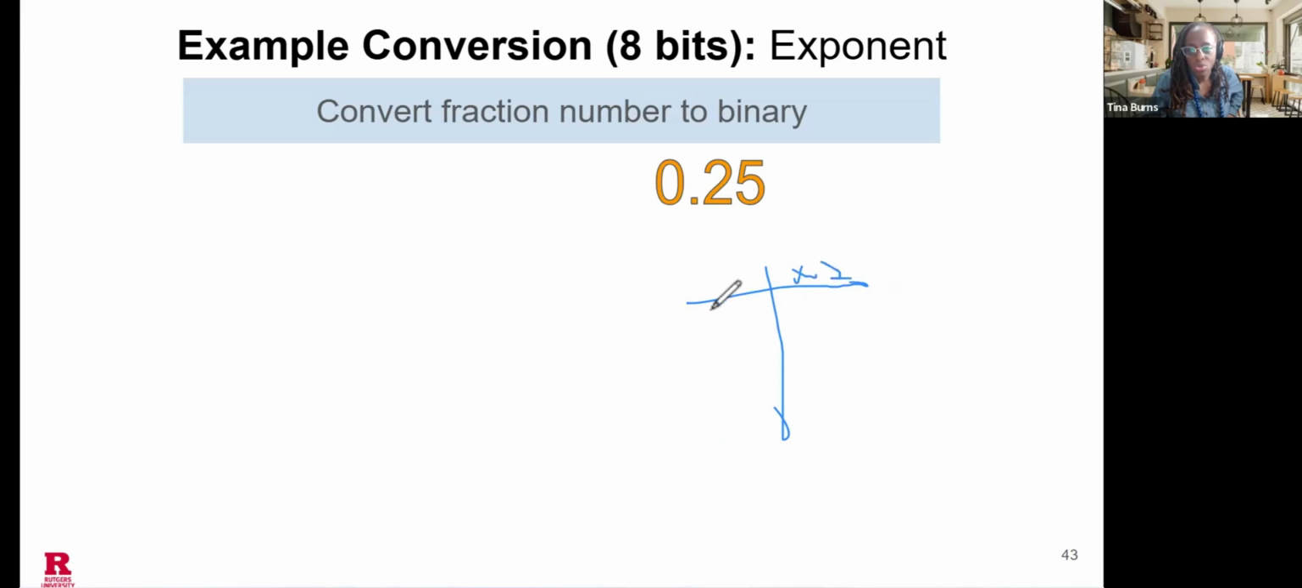Our times 2, we had 0.25. This ends up being a really easy one. 0.5. Once you bring this over here, that ends up being 1. And we can stop here. So our number here is 0.01. Super easy for a mantissa, right? Really, really easy. We're done. So what's our number?